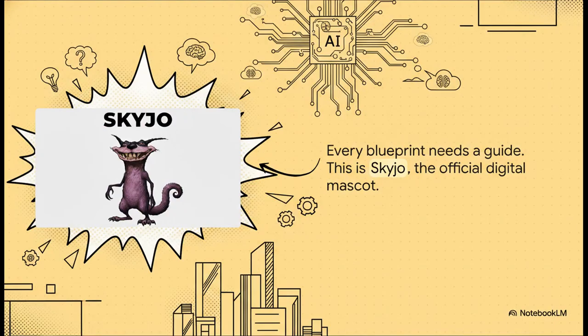And you know, any good blueprint needs a guide to walk you through it. So meet Skyjo. He's the official digital mascot for AI Hustle Generation.